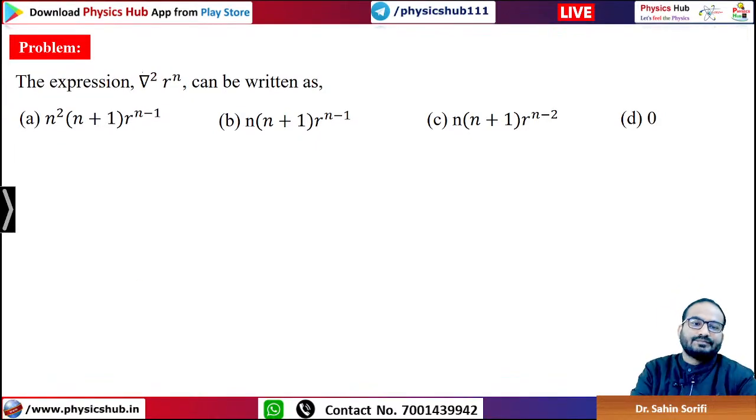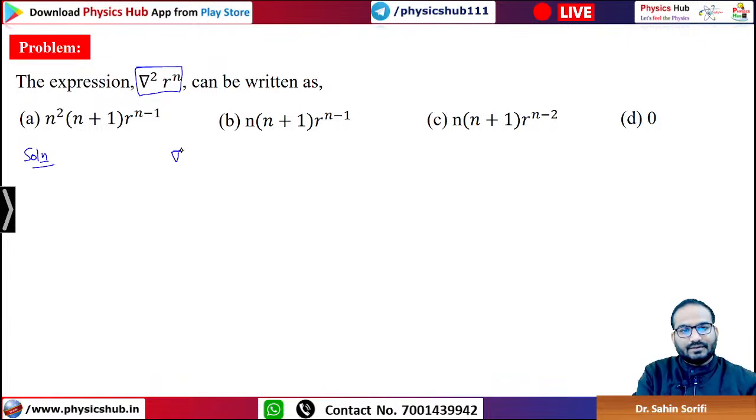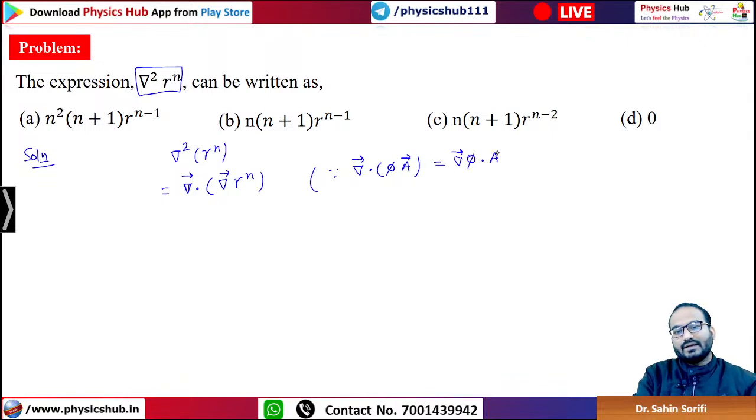Let's try to understand this problem. The expression nabla square r to the power n can be written as... Using the last result, we can easily calculate this. Grad square r to the power n, so we can write it as divergence of grad r to the power n. This we have written from the fact that divergence of phi a is equal to grad phi dot a plus phi times divergence of a. So using this result, we can write it.